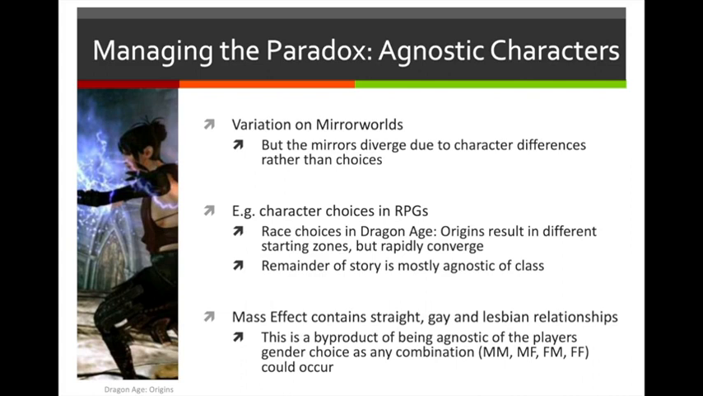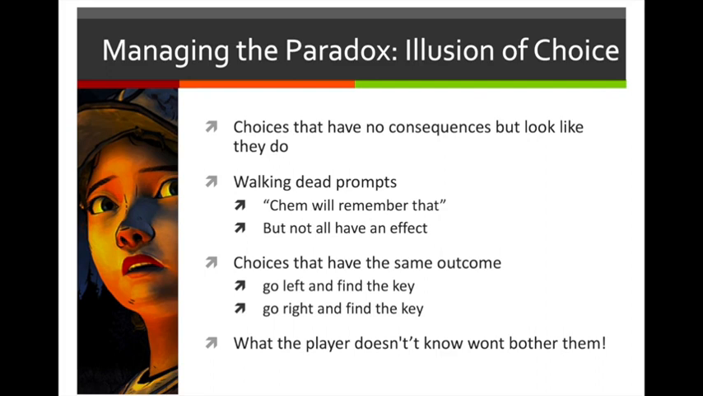Another example of this is the fact that Mass Effect contains straight, gay, and lesbian relationships. And many people have commended Mass Effect on being very progressive. But actually, it's also just a byproduct of being agnostic of the player's gender choice. So we allow the player to choose being male or female, and then we don't have to deal with that within the game because we allow every possible combination of male, male, male, female, female, male, female, female, etc. And that's allowed within the game system. So the story is agnostic of that.